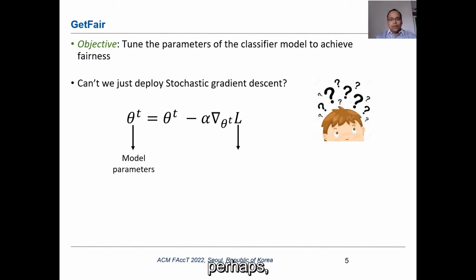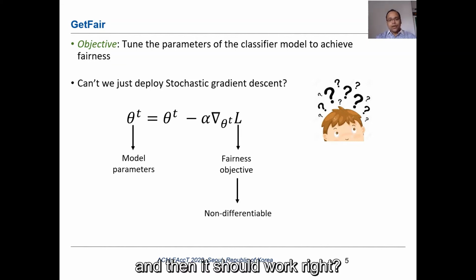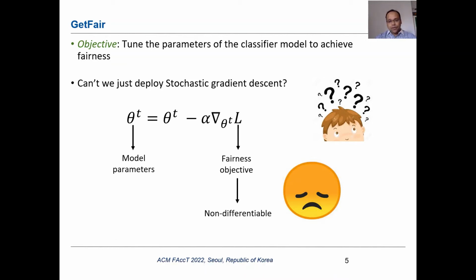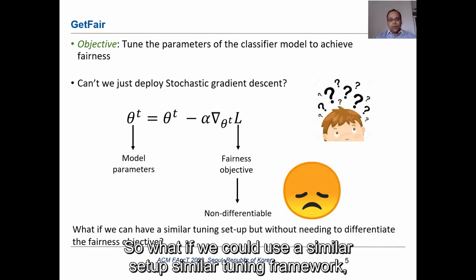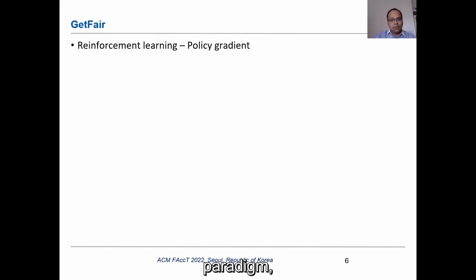What you can do perhaps is to replace this loss with the fairness objective, and then it should work, right? But the problem is that these fairness objectives are non-differentiable. So we cannot directly deploy a stochastic gradient descent based method. So what if we could use a similar tuning framework, but without needing to differentiate the fairness objective? As it turns out, this tuning procedure in stochastic gradient descent closely resembles a learning paradigm called reinforcement learning, and we look into policy gradient in particular.